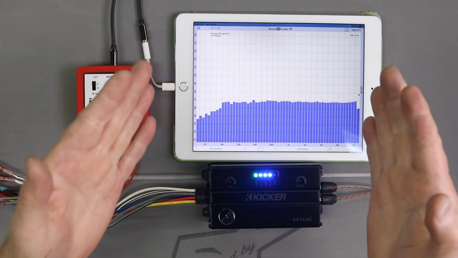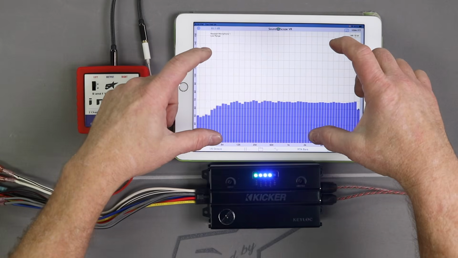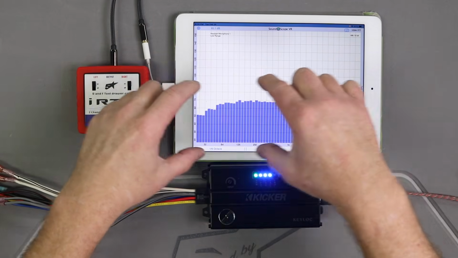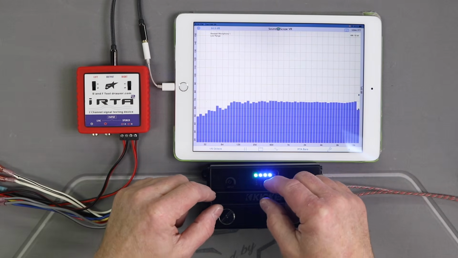Today we're starting a multi-part series where we are going to look at problems with the audio stream, what's happening here, and how the Kicker Keyloc is going to deal with them. Stay tuned.